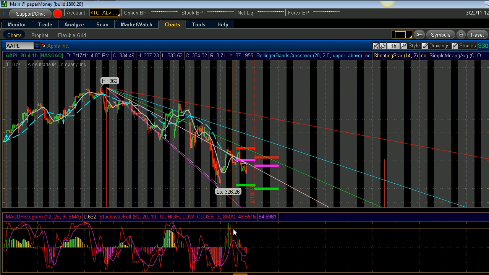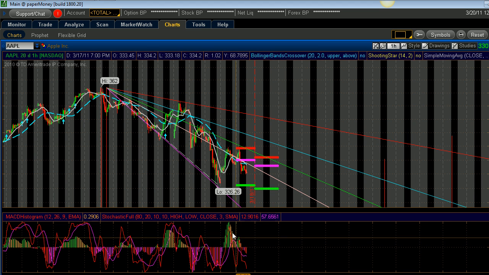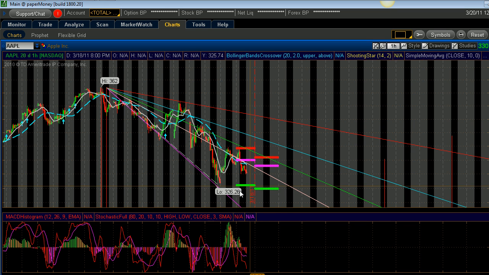Now another indicator that I saw: look at this, the histogram. Weakening, okay? And it looked right for a great opportunity to go in a short trade. Now you can do it via put spread, or you can sell a call spread, which would be a bear call spread.